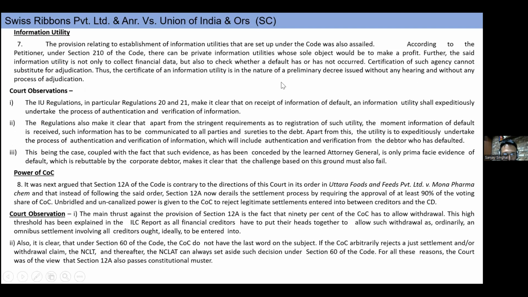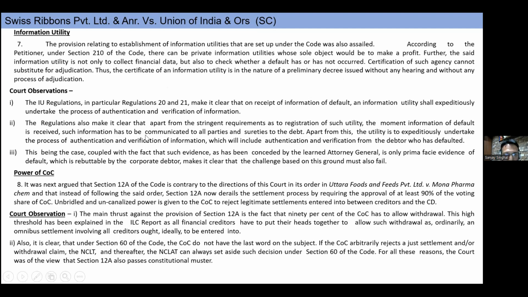Information utility: the provisions related to the establishment of IUs under the code were also assailed. According to the petitioner, under section 210 of the code there can be a private information utility whose sole object would be to make a profit. So if you establish a private IU, the entity controlled by a private person has the sole objective of making a profit. The said IU is not only to collect financial data, but also to check whether a default has or has not occurred. Certification by such an agency cannot be substituted for adjudication. Thus, the certificate of an IU is in the nature of a preliminary one.